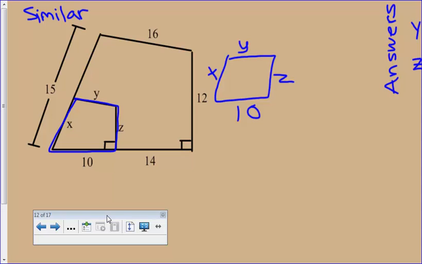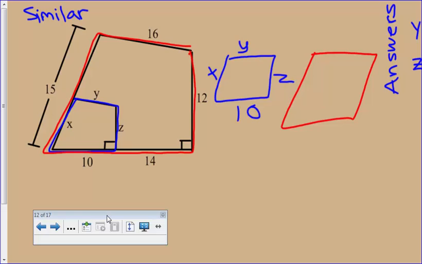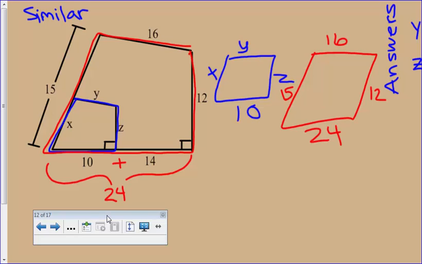And then the larger figure, I'm going to highlight in red, and we're going to draw that also on the side. Okay, because now that they're separated, the blue is similar to the red, and let's fill in the sides: 16, 12, and let's take a look here. This whole side length includes the 10 plus the 14 to give me 24 for this bottom part. So sometimes if you don't separate and see that you have to add together, you're going to use the wrong number. And lastly, on this side is 15.